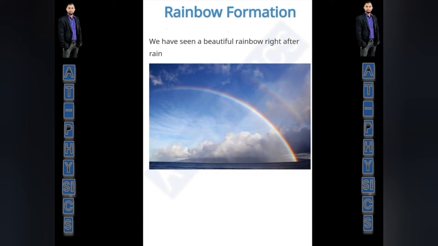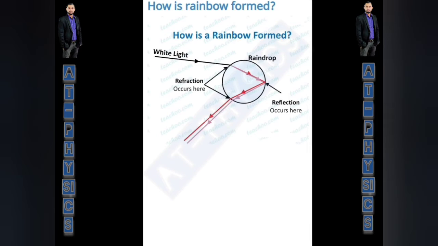So what are the applications of dispersion of light? A very important application in our daily life is rainbow formation. So guys, look at this picture. Rainbow formation really looks like this. So let me start with how it is formed.